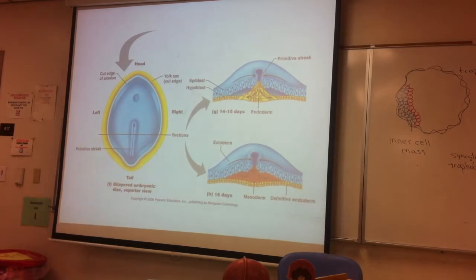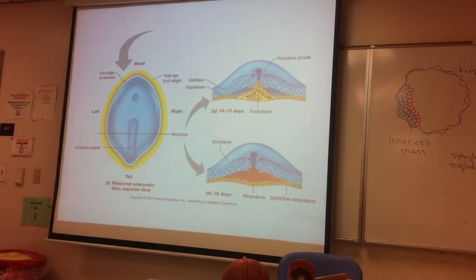So I won't ask you what develops from the hypoblast other than the yolk sac. I will ask you what develops from the endoderm. You don't have to worry about where are we and all of that. And you have a list of those structures in your lecture notes.